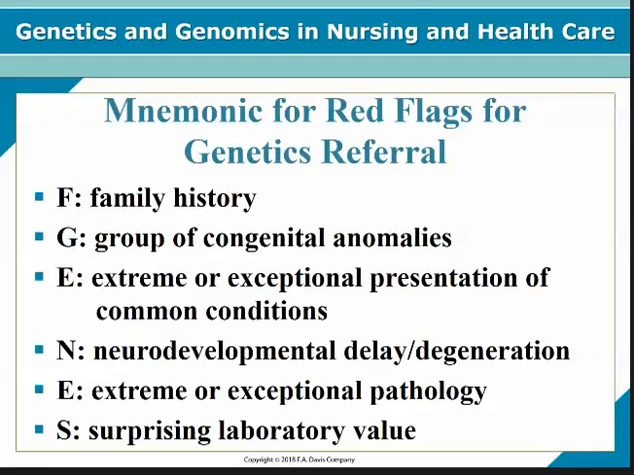another mnemonic for thinking about a genetics referral. The F is for family history, so if you have multiple affected siblings or individuals in a family or multiple generations that have a certain disorder, this would prompt you to do a genetics referral. And this is part of the value in doing a 3-generation pedigree, which we'll talk about a little bit later in the lecture. G stands for the group of congenital anomalies that you might see within a certain family.